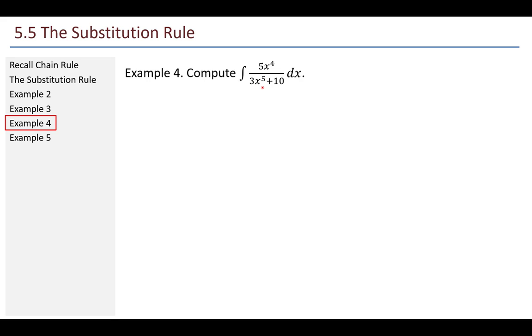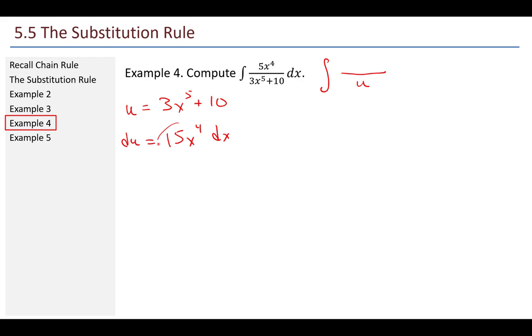As a general rule, if you don't see anything that really pops out at you as being your inside function, try the denominator of the fraction. That's often a good choice. Let's see what happens when we do that. U equals 3x to the 5 plus 10. So du is 15x to the 4 dx. Now, when I substitute, that whole denominator just becomes u.